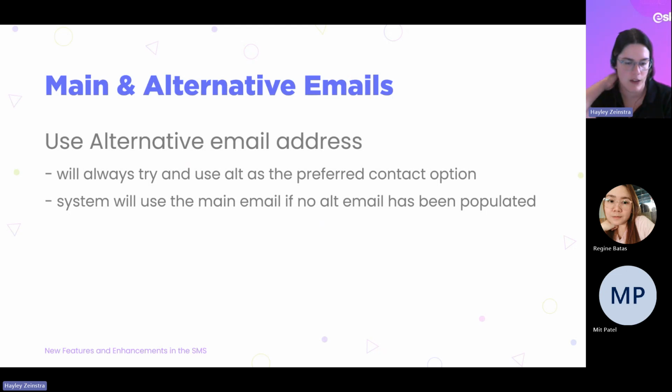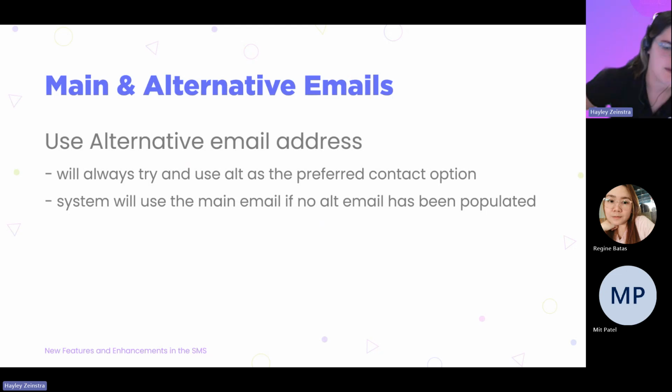So you can sort of use these in combination. If the combination you choose is to use the alternative email address, the system will always try and use the alternative one as the preferred point of contact. But if you don't have an alternative email address recorded for a student, the system will continue to use the main email if there isn't an alternative one populated for them. So that's good in the sense that you might have one student comes through, they just have a single contact point. So we want the system to use their main email address.